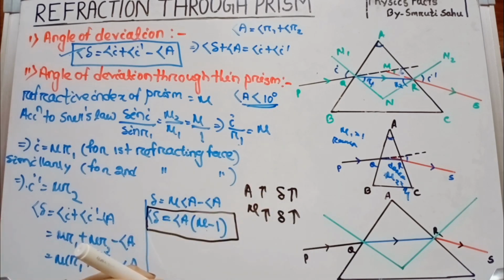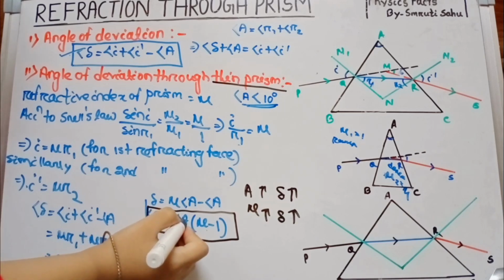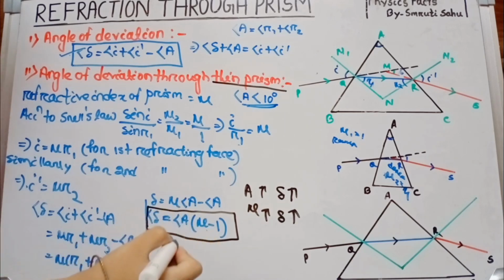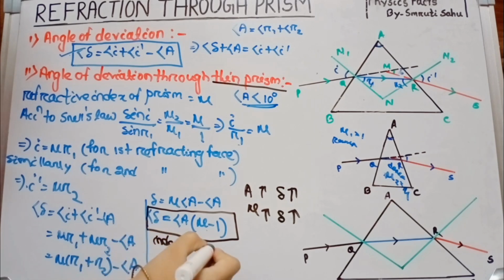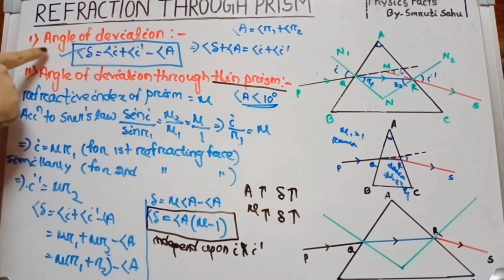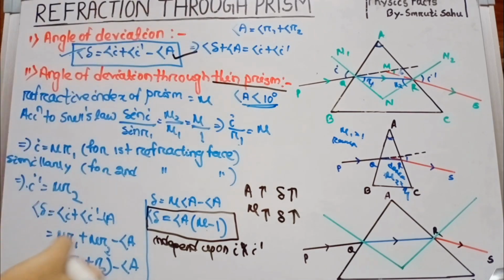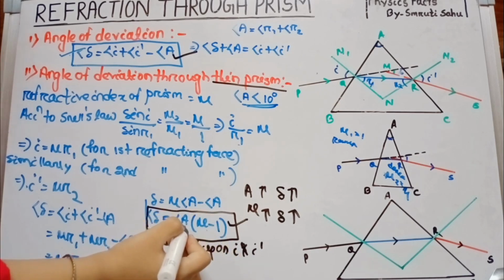Okay, students. In the case of a thin prism, delta depends on the angle of prism and the refractive index, but is independent of the angle of incidence and angle of emergence. Clear, students? In the general case, delta is I plus I prime minus A, this formula. But for the thin prism case, delta equals mu minus 1 into A. Okay, students?